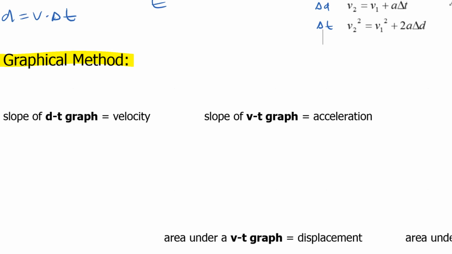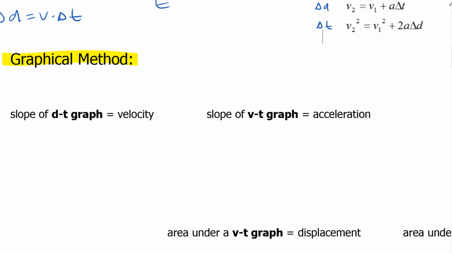So now when we're talking about the graphical method, the number one graph you're going to be using, in fact this is really the only graph you're going to be using throughout, is going to be your VT graph. So the two things to remember, and how many times have we talked about them? The slope of the VT graph is acceleration, and the area under the line for a VT graph is displacement.